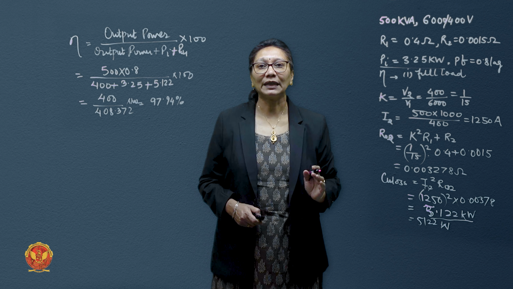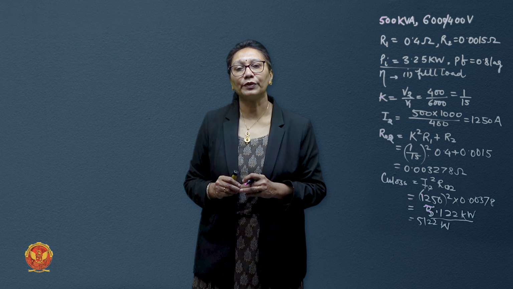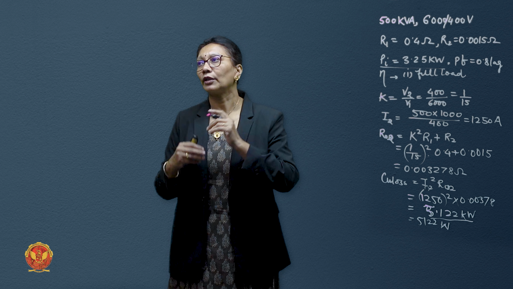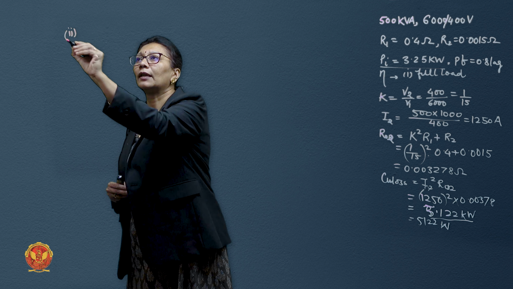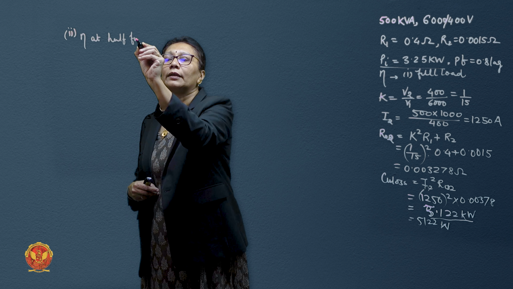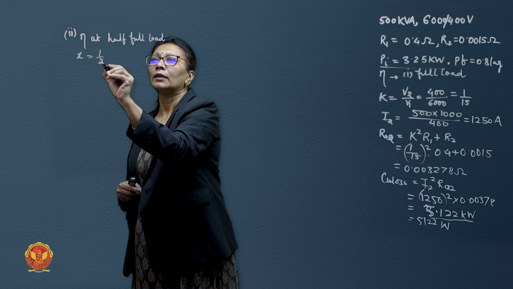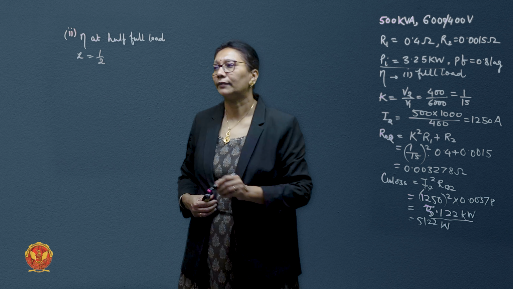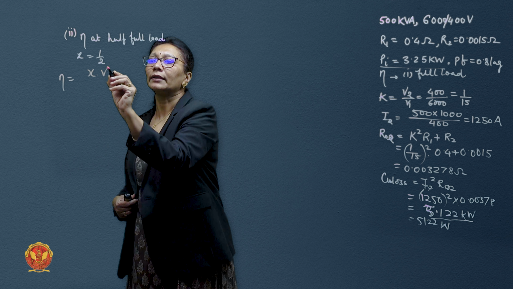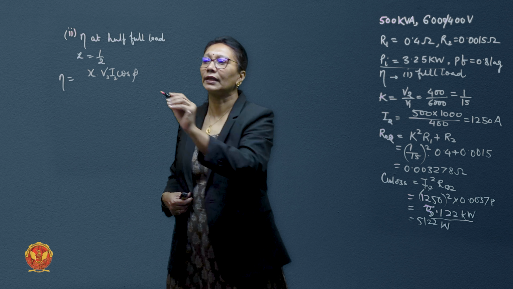Now, in the second part, we have to find the efficiency at half load. At half of full load, the current in the output power is half the value, that is x is equal to half. So here the current is reduced by 50%, exactly half. Now the change in the efficiency formula is that the output would be x into V I cos phi, whether on the primary side or the secondary side. Here we have taken the secondary side.